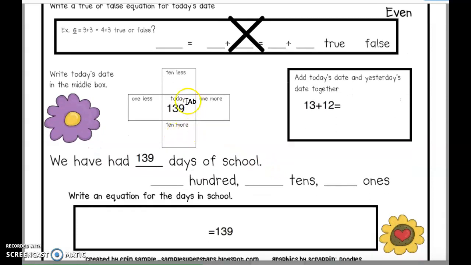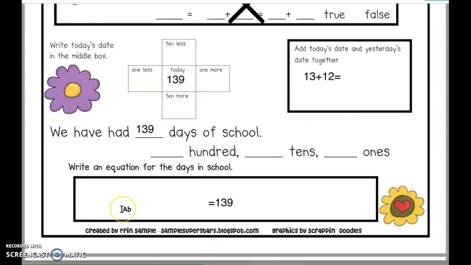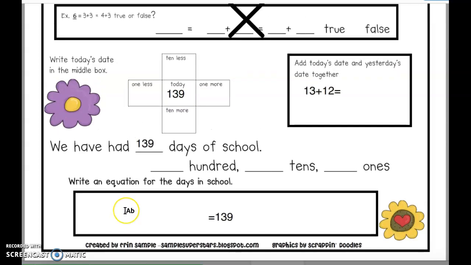Number one being today is day number 139. And so I'm going to have you, with an adult, do the 1 more, 1 less, 10 more, 10 less puzzle. Okay, adding today's date and yesterday's date together. Okay, we're going to fill out this. If we have 139, how many hundreds, how many tens, how many ones, and then writing a number sentence for the number 139. Okay, so kind of challenging because we're getting into those 3-digit numbers. Okay.